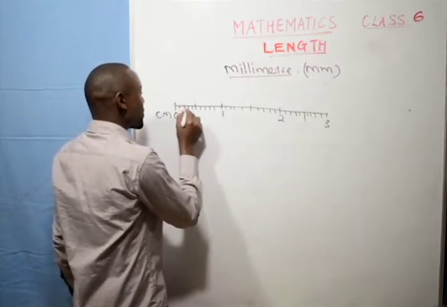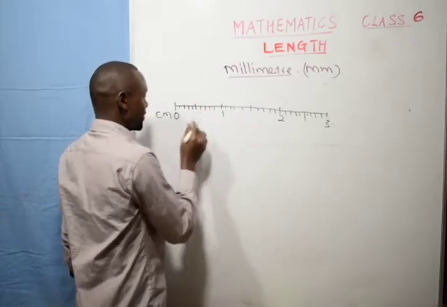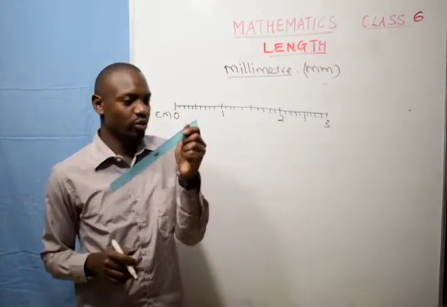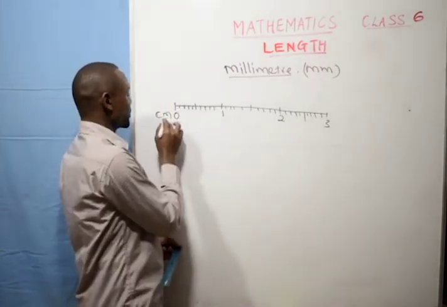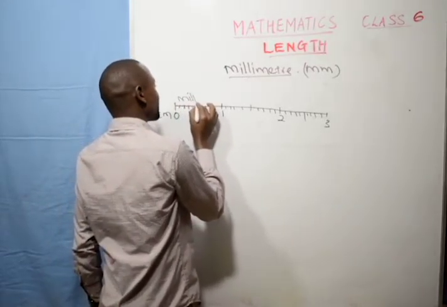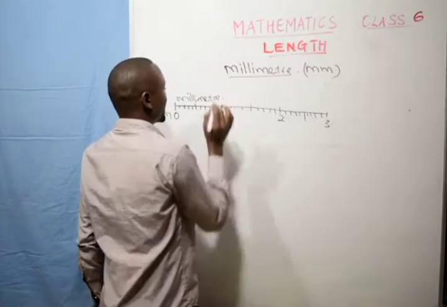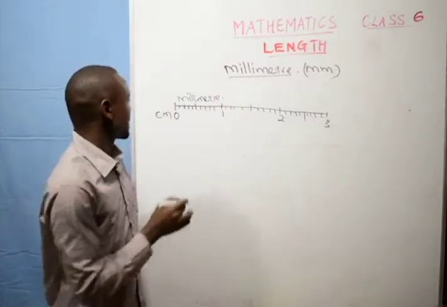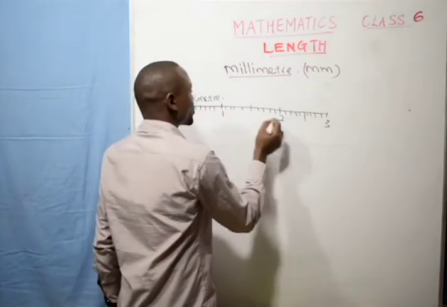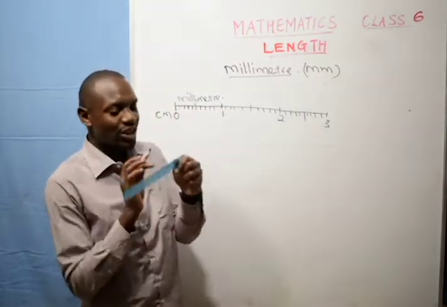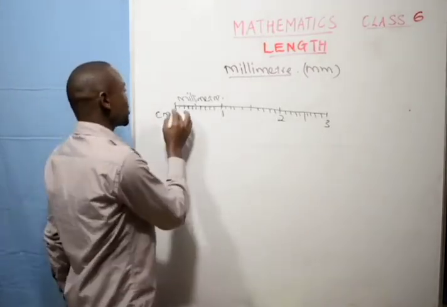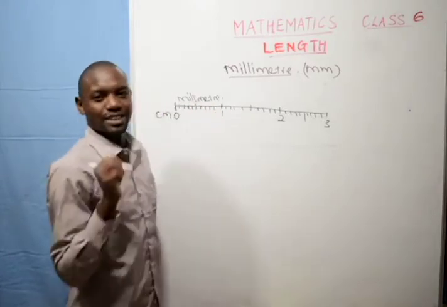There are very small markings between 0 and 1 centimeter. If you look keenly at your ruler, you will see those measurements between 0 centimeter and 1 centimeter. These are what we call the millimeters. Those small markings on that scale from 0 to 1, 1 to 2, when you count, you'll get a total of 10 small markings. These are what we call millimeters. Between 0 and 1, there are 10 small markings.